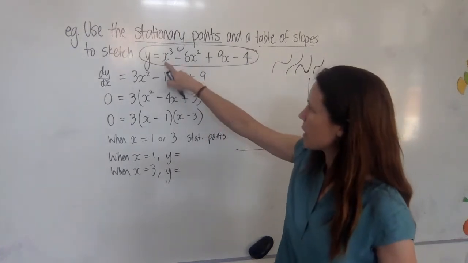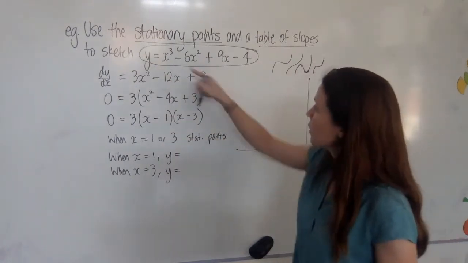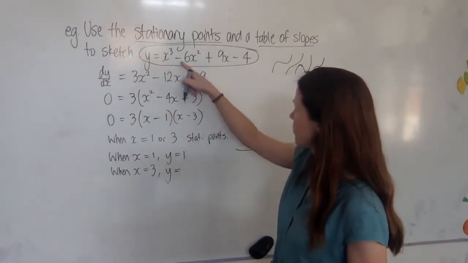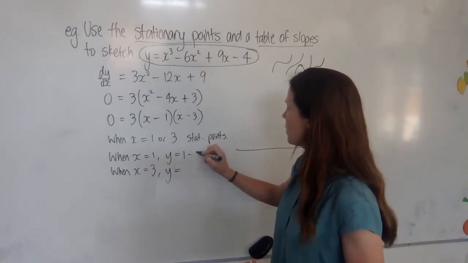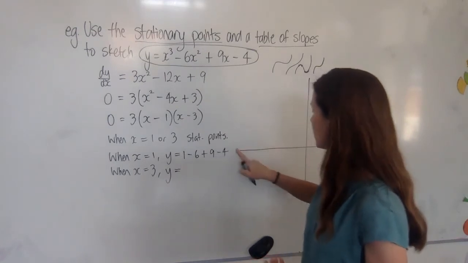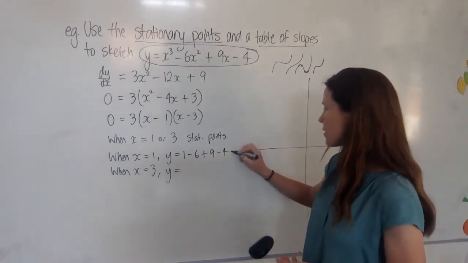So go ahead and sub x equals 1 in here, and find out the value of y. So take your time doing it so you don't make a mistake. We have 1 cubed minus 6 lots of 1 plus 9 lots of 1 minus 4. So that gives us minus 5, 4 minus 4, that's 0.